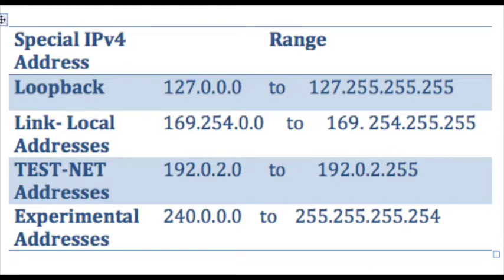The third special IPv4 address is the link local address. This address is from 169.254.0.0 to 169.254.255.255. This is only suitable for communication with other devices connected to the same network. These addresses can be automatically assigned to the local host by the operating system in environments where no IP configuration is available.